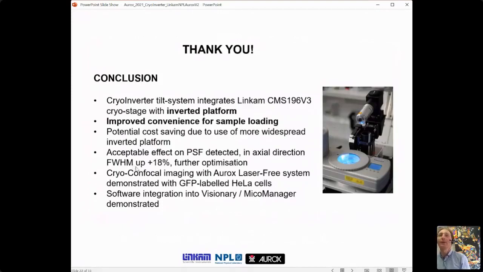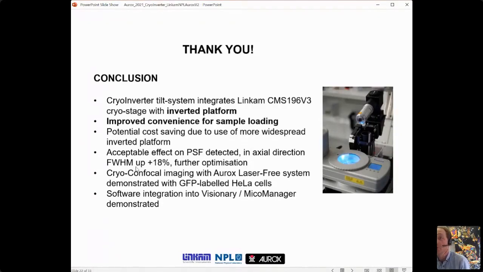Yes, and we have already arrived at the conclusion. So with the tilt system, it is possible to integrate the standard Linkam stage that is now very widespread in the world into also an inverted platform. It gives improved convenience for the sample loading. If you only have inverted microscopes, or you would need to buy a new upright, then of course there's a cost saving.